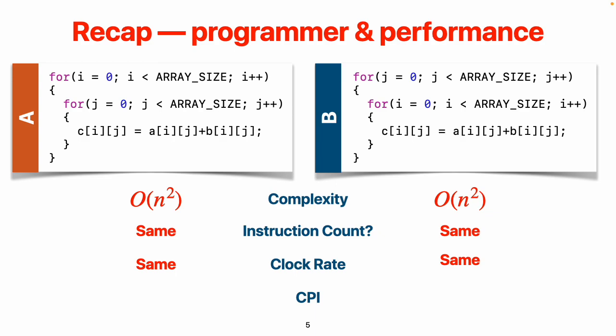And in the last lecture, we talked about who can affect performance. And it turns out that programmers can do a lot. For example, if you recap this particular demo, you will figure out that there's no change in the complexity of the program, and the result would totally be the same. The number of instructions that both sides would generate is also the same. And the clock rate, if it's running on the same processor, makes no difference. So what the programmer really changes is the CPI.